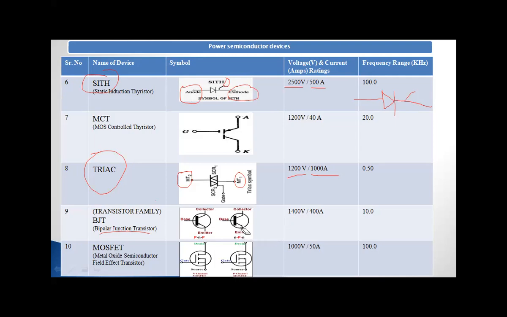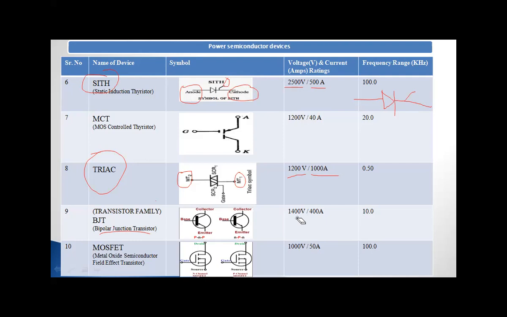You are observing this direction here. If the current is flowing from collector to emitter, that is called NPN. If the current is flowing from emitter to collector, that is called the PNP transistor. The voltage and current ratings of the transistor are 1400 volts and 400 amperes, and the frequency range is 10 kilohertz.